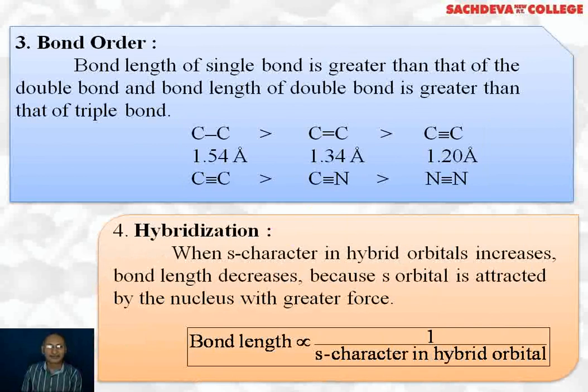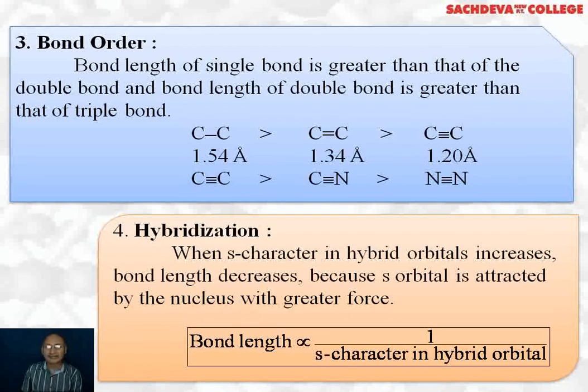Hybridization. Hybridization is a topic which we will take up in detail, but at this moment, let's take up how bond length is affected by hybridization. What do you mean by S character in hybridized orbital? If we have sp3 hybridization, it has got 25% S character and 75% P character. In sp2, we have got 33% S character and 66% P character. And in sp hybridization, we have 50% S character and 50% P character. So this is the meaning of S character in hybridized orbitals.